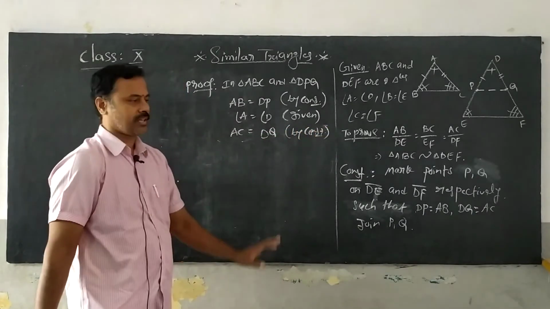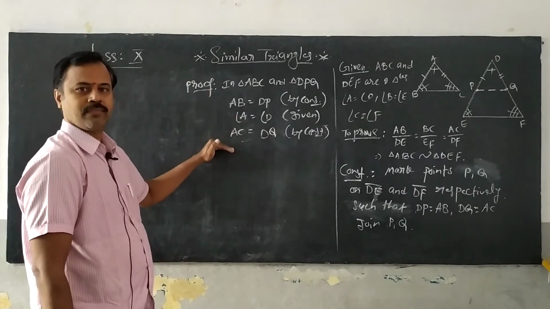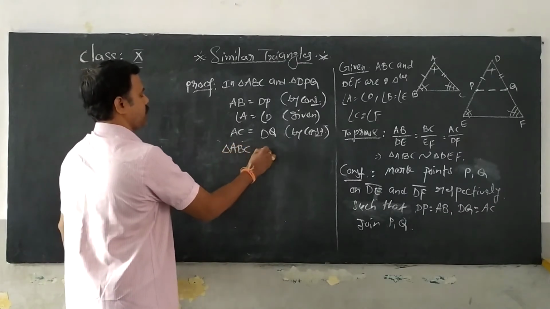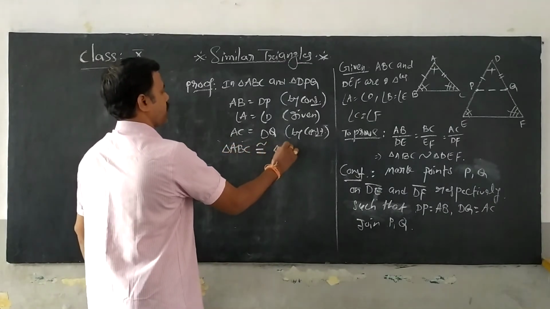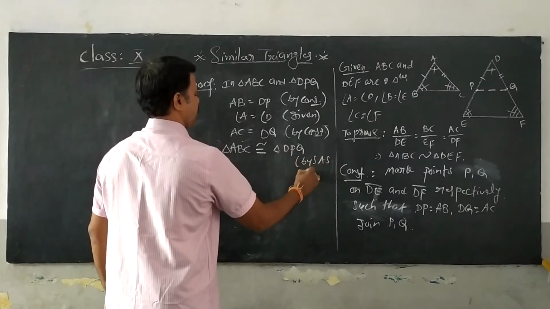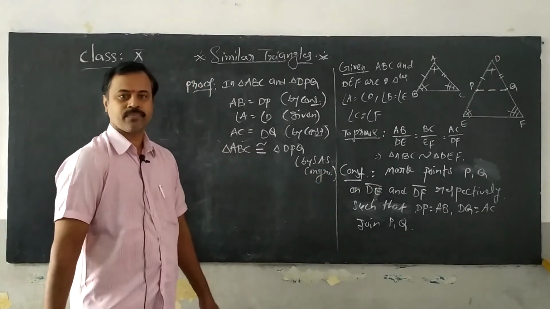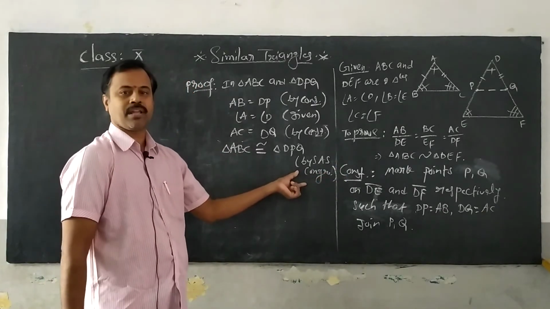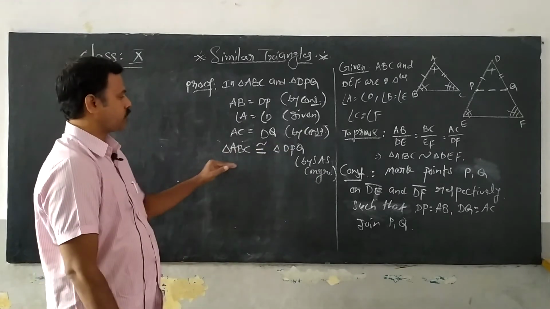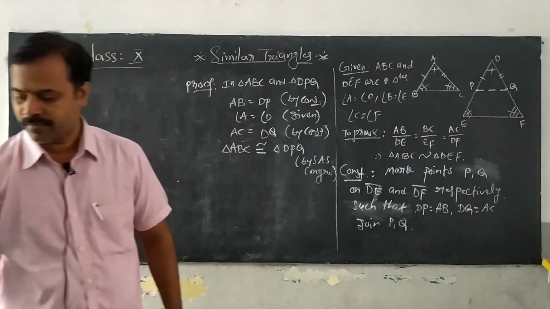Now we have got a side, an angle and a side. By these three you can say triangle ABC is congruent to triangle DPQ by SAS congruency. You have learnt this in your lower classes. This is congruency, not similarity. Now these two triangles are congruent. That means I can make angles equal here.